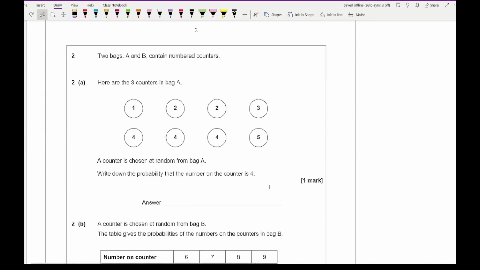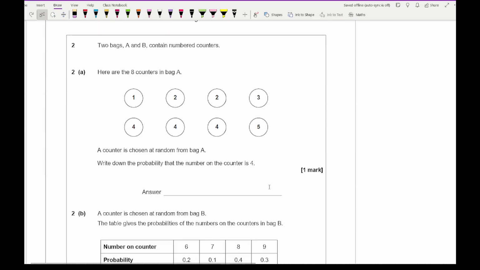Moving on to question 2, it says 2 bags A and B contain numbered counters. There are 8 counters in bag A, and a counter is chosen at random from bag A. Write down the probability that the number on the counter is 4. Looking at this, we can see we've got 8 counters in total, and the number that have got 4 on them is going to be 3. So it's going to be 3 out of 8.